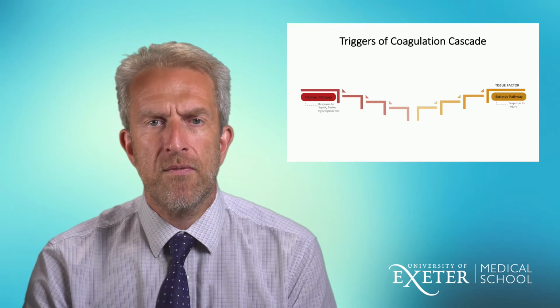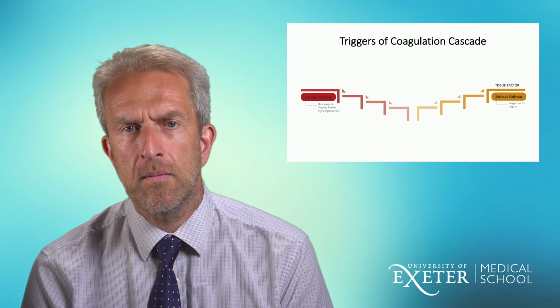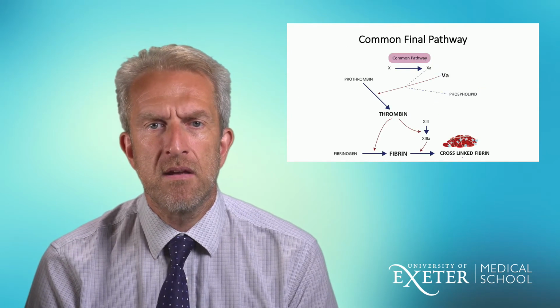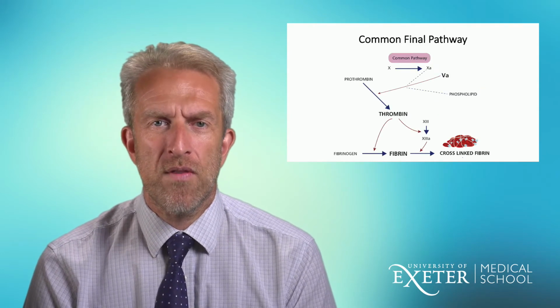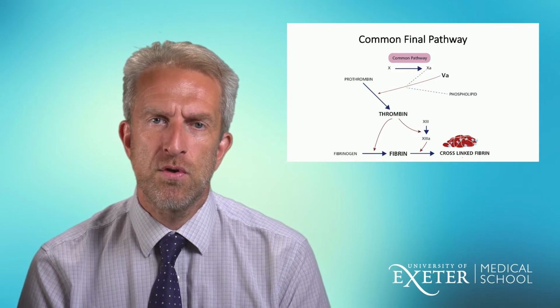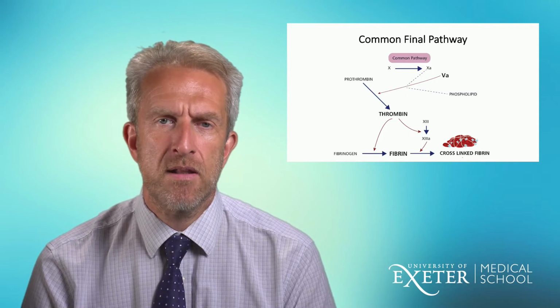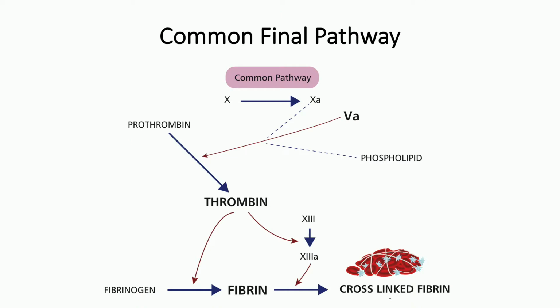And there's a number of factors then that cascade down to what's called a common final pathway. And this is a kind of summary of what that is. And again, this is complicated enough, but to understand how the clot's formed and how the drugs work, we do need to be at least aware of some of the terms and names down at this end of the cascade.